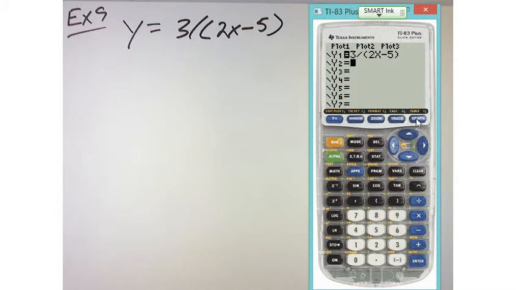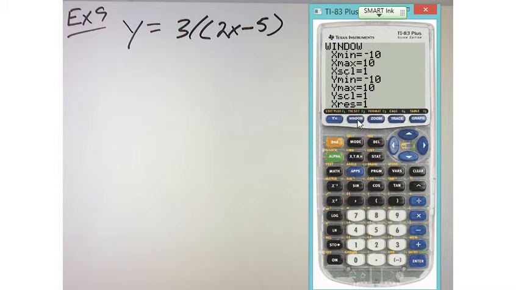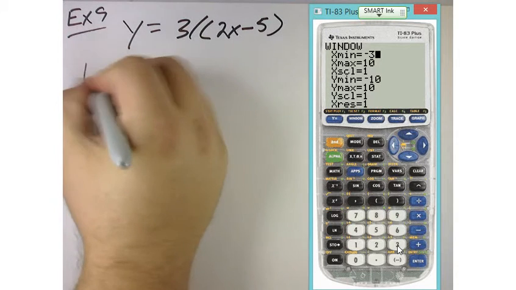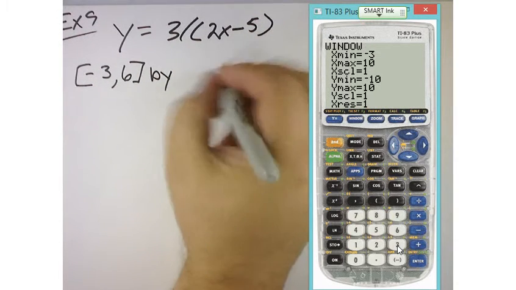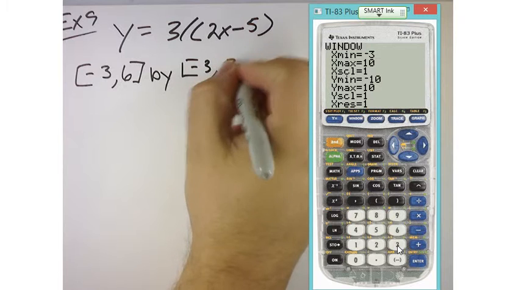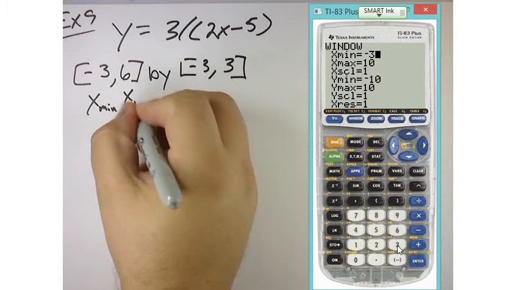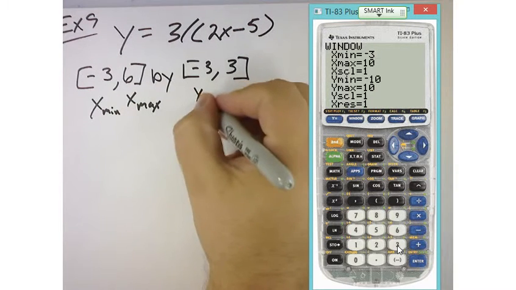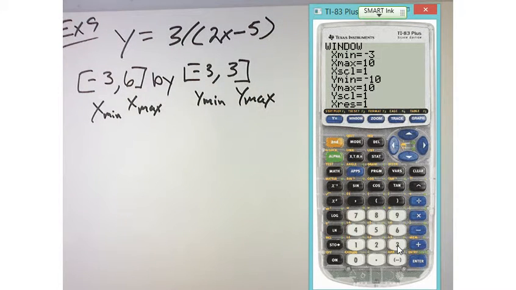So when we look at this information, I'm going to zoom in a little bit. The textbook recommends that we set our x parameters from -3 to 6 by -3 to 3. So this is your x min, this is your x max for your window setting, this is your y min. Whenever you see this notation in your textbook, what they're saying is graph this equation and set these parameters in your calculator. So we're going to do that.